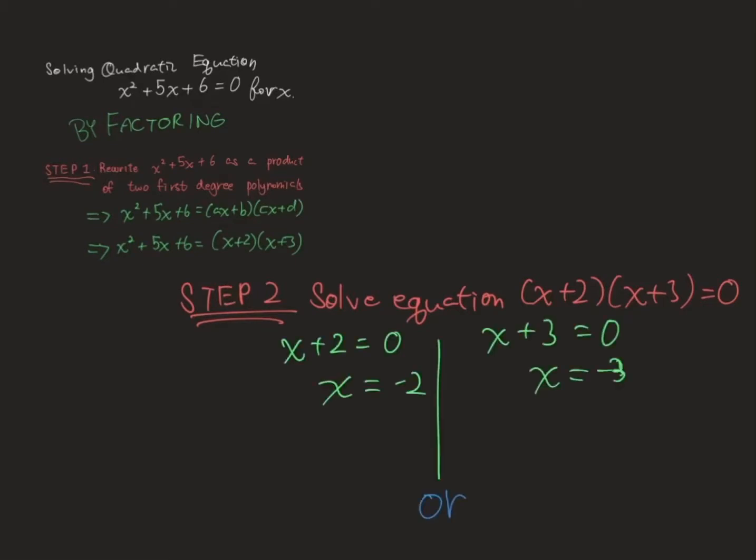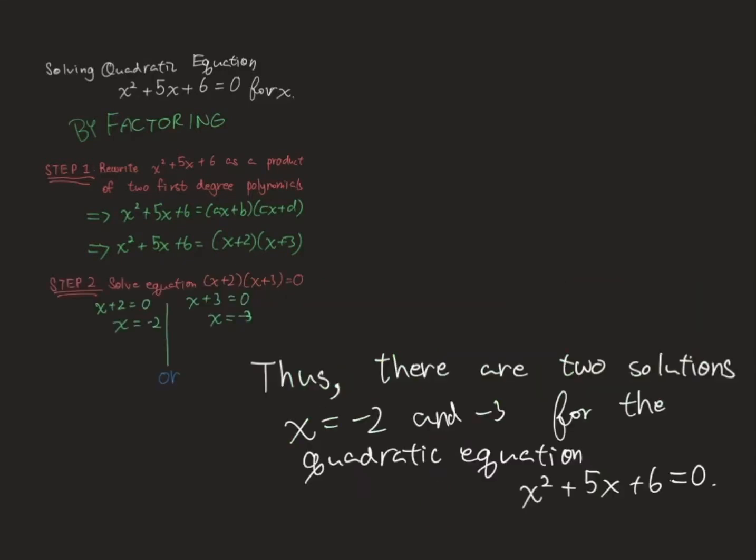Since the equation is telling us that x plus 2 is equal to 0 and x plus 3 is equal to 0 too, there are two possibilities. x equals negative 2 or x equals negative 3. Thus, there are two solutions, x equals negative 2 and negative 3, for the quadratic equation x squared plus 5x plus 6 equals 0.